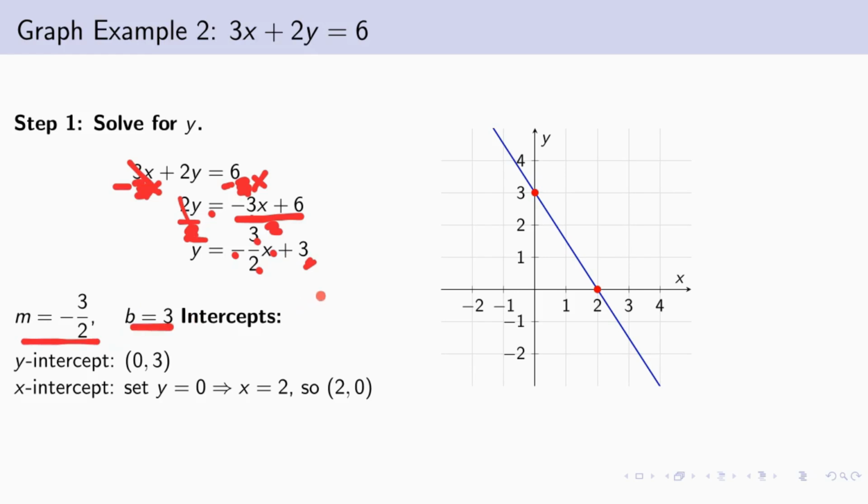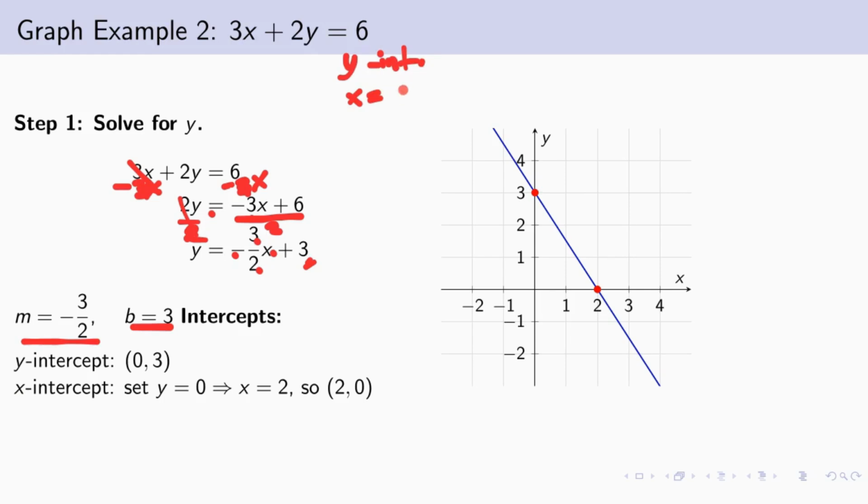So another technique that we can do here, aside from using the table of values, is to simply identify the intercepts. Again, the y-intercept represents the point that touches the y-axis, while the x-intercept is the point where it touches the x-axis. So how to find the y-intercept? Again, to find the y-intercept, set x equals 0.